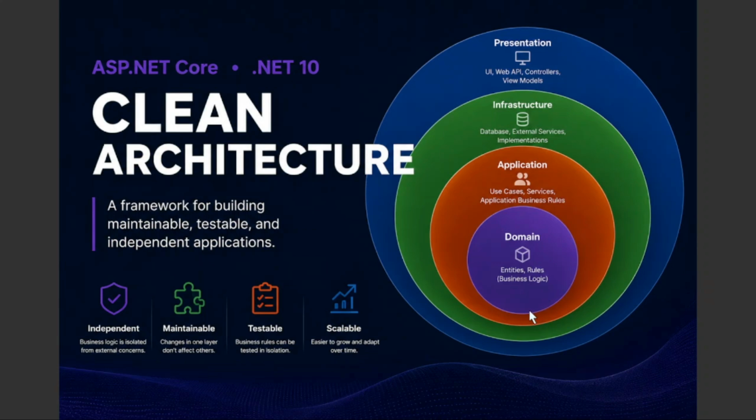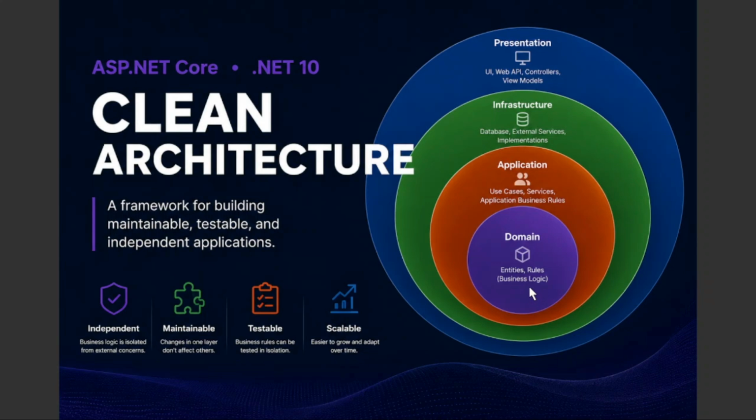Clean architecture was introduced by Robert C. Martin, also known as Uncle Bob. The central idea is very simple. Business rules should never depend on technical details. Technologies like SQL Server, Entity Framework, ASP.NET Core, APIs, or even UI will eventually change, but your business rules should survive all of these changes. That's why everything is organized into layers.